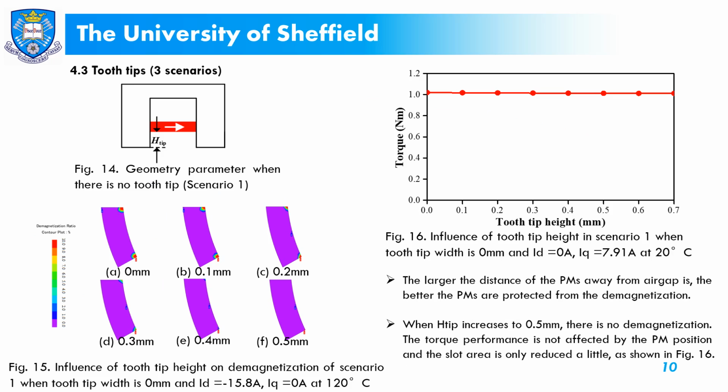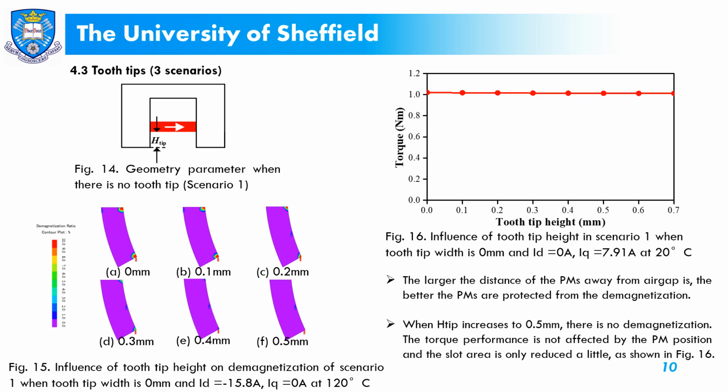The third way to improve the demagnetization is to introduce tooth tip, and tooth tip investigation is considered into 3 scenarios. The first is to consider the width of the tooth tip as 0 and change the tooth tip height.